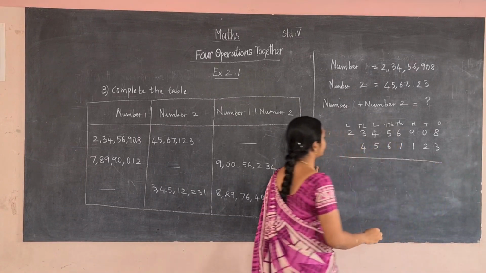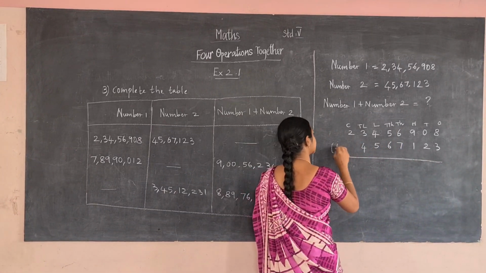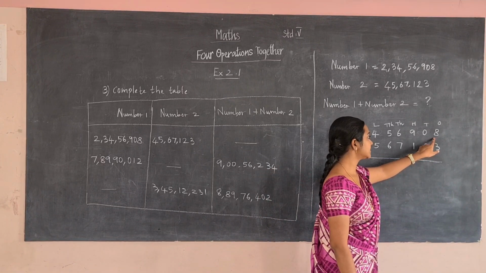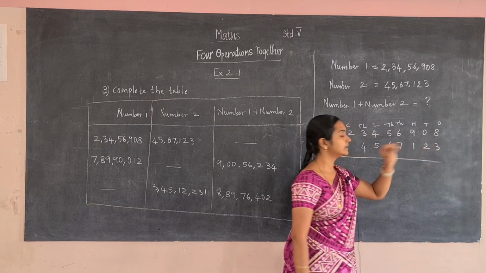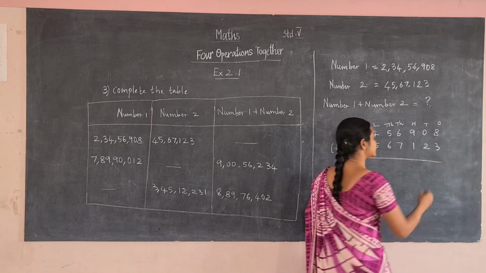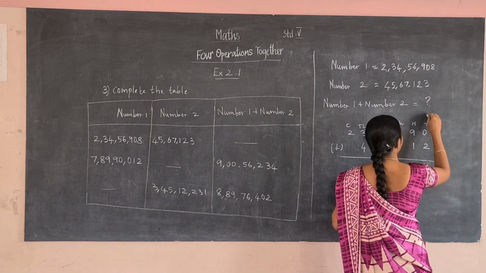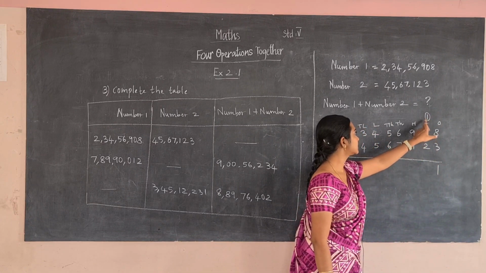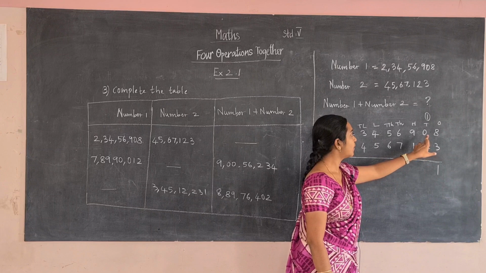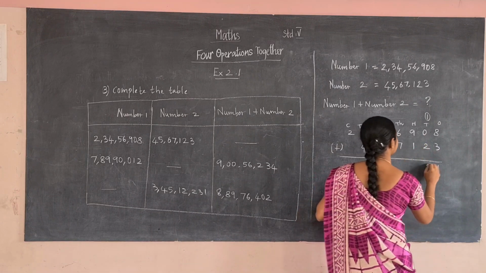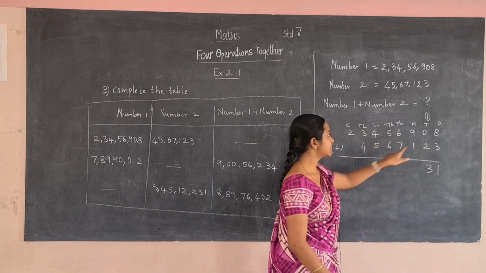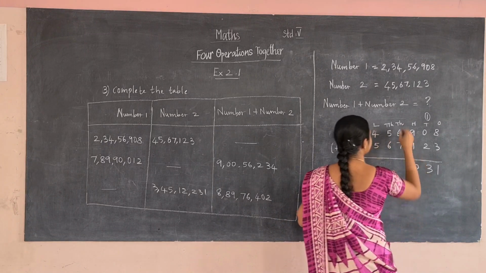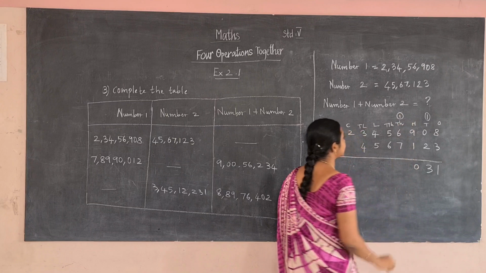Now we are going to add these two numbers. After 8, count 3. That will be 9, 10 and 11. So write 1 in the 1's place and carry 1 to 10's place. 1 plus 0 will be 1. 1 plus 2 will be 3. Next, 9 plus 1 will be 10. Carry 1 to 1000's place.